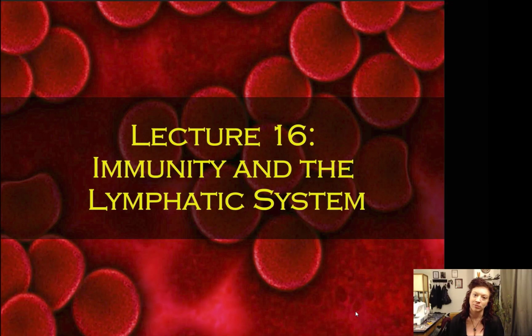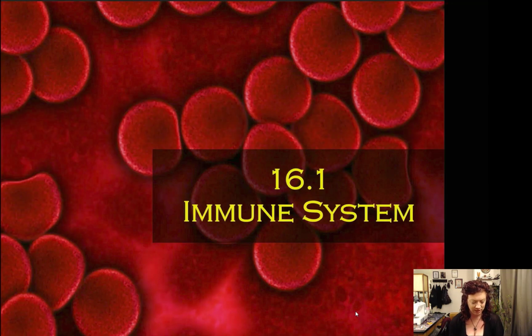Hey everyone, welcome to lecture 16 on immunity and the lymphatic system. Now, the immune system, which is where we're going to start, can be kind of a misleading name. The reason is the immune system isn't an interconnected system of specific organs and tissues. Rather, it's a distributed system of cells and some particular tissues and organs scattered throughout the body that are all serving the same function of defending you against external invaders.